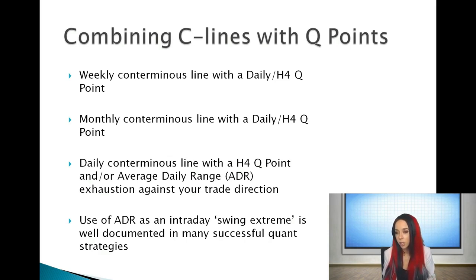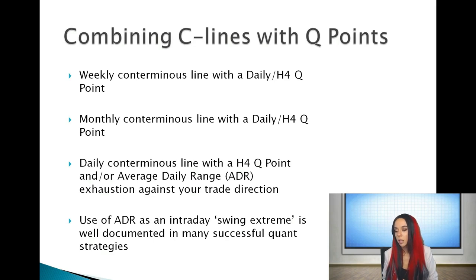So here are some of the combinations that you can have. You can have a weekly conterminous line with a daily or a 4 hour Q point. You can also have a monthly conterminous line as long as you still combine them with a daily or a 4 hour Q point. You can also use daily conterminous lines that are newly formed from the developing price action around maybe older supply demand areas and Q points as your confirmation entry. Now, because you're stepping into that realm of trading from a medium time frame, the daily chart and 4 hour chart, it's a medium time frame, not a large time frame.